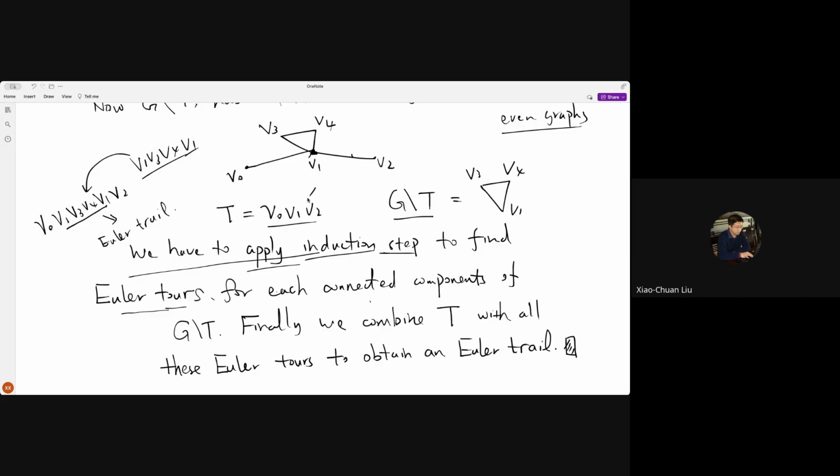So this is an ordinary trial. We get a trial and we observe every connected component, and we use this Euler tour that starts from V1 and comes back to V1, and insert it here to get an Euler trial.